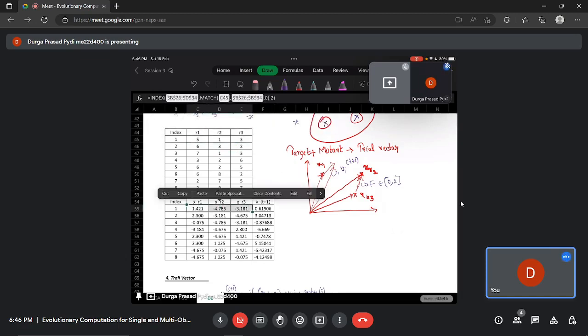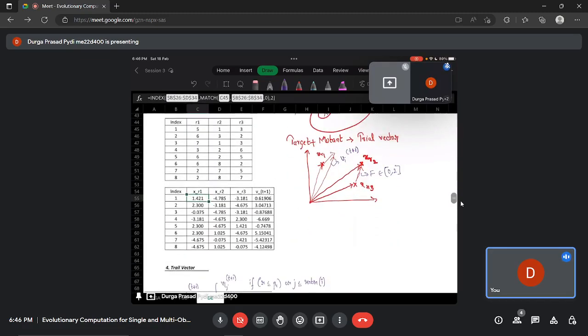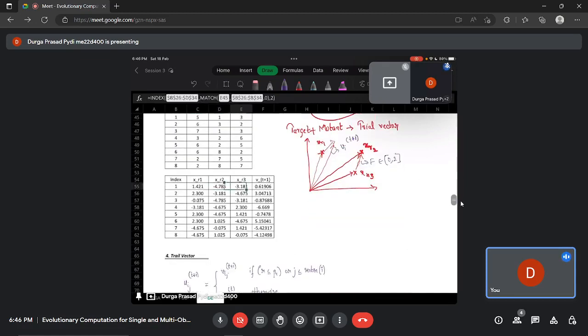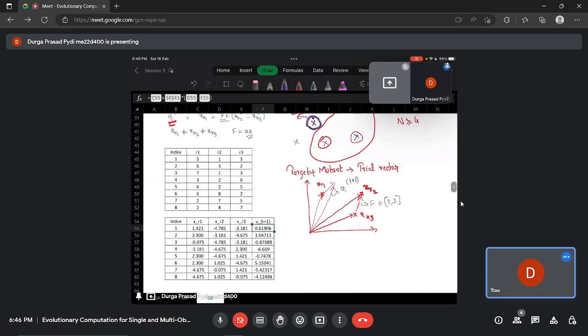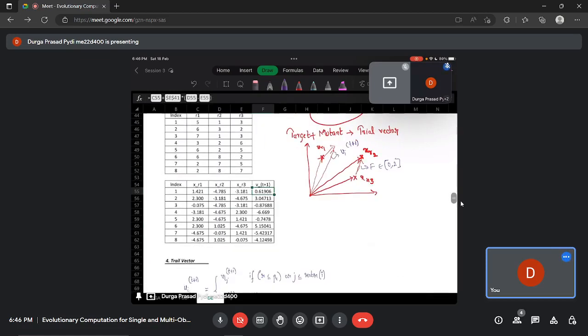So in this particular population, 5, 1, and 3. You can see that 5 is 1.421, 1 is minus 4.785, and 3 is minus 3.181. You do the same for all these values and then use the above formula: Vi of t plus 1 will be xr1 plus the factor times (xr2 minus xr3). Use that formula to get the value of Vi t plus 1. This will be your mutant vector.